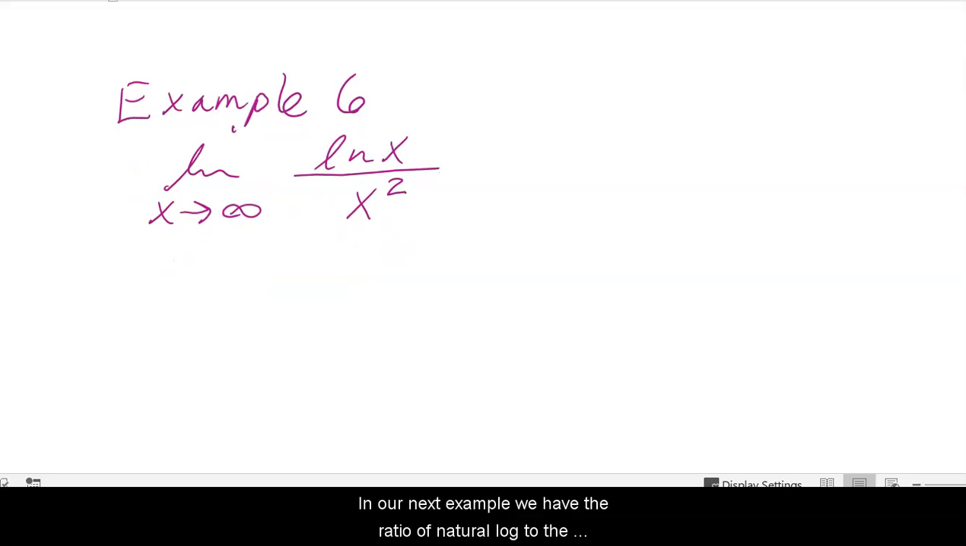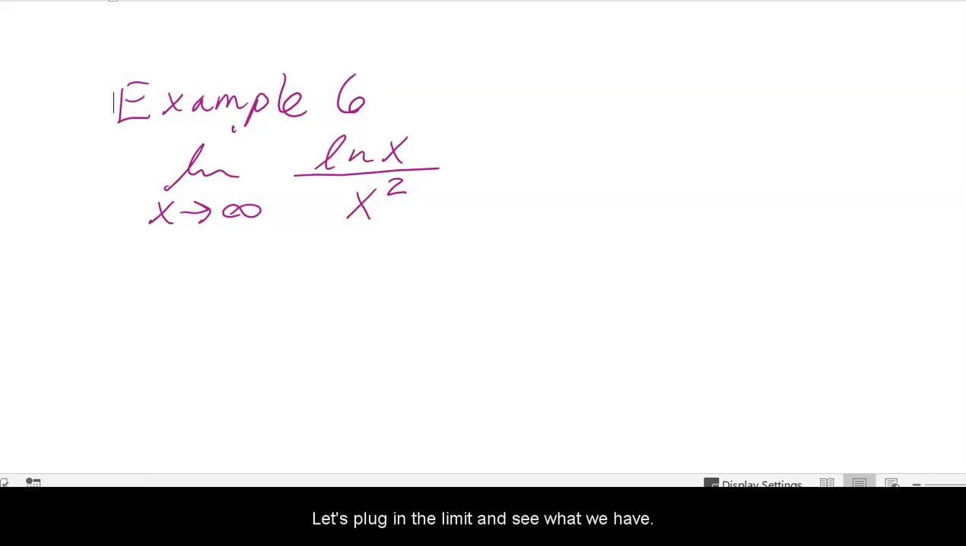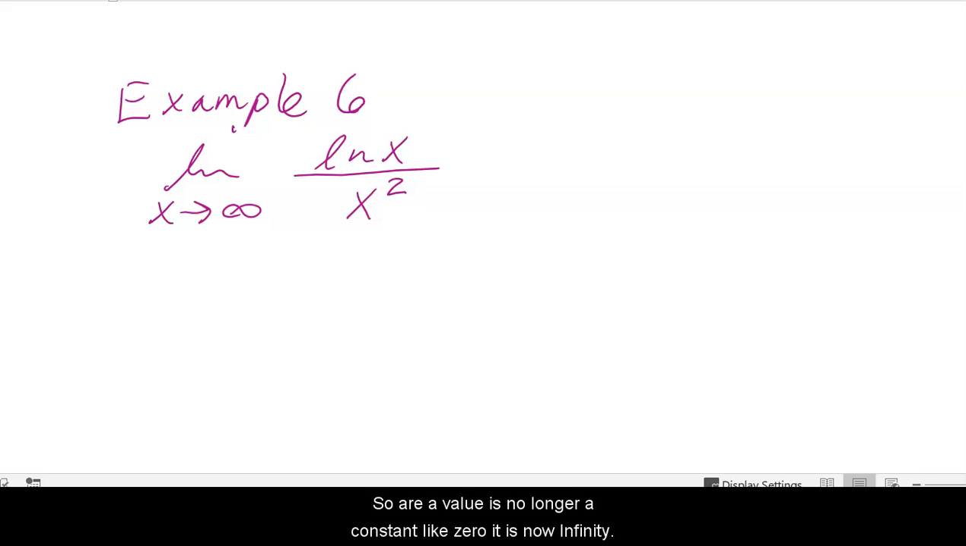In our next example, we have the ratio of natural log to the polynomial x squared. Let's plug in the limit and see what we have. In this occasion, we have that x is approaching infinity. So our a value is no longer a constant like 0, it is now infinity.